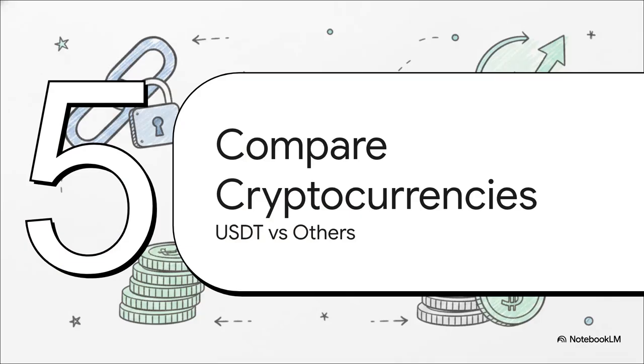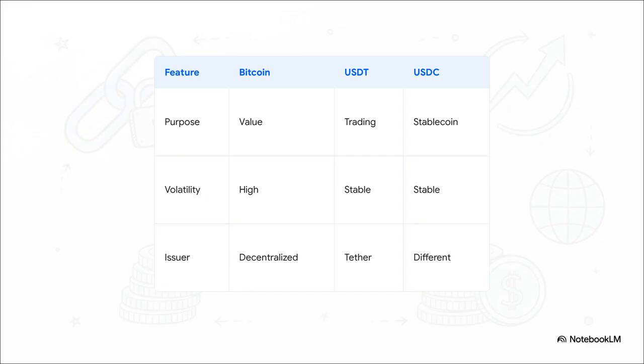Let's transition over to our final section, comparing top cryptocurrencies. We want to see exactly how USDT stacks up against the other heavyweights in the room. This really illustrates exactly where USDT fits into the broader picture. Think about Bitcoin. Its main purpose is to be digital money and a long-term store of value. It's completely decentralized, sure, but as we know, highly volatile.